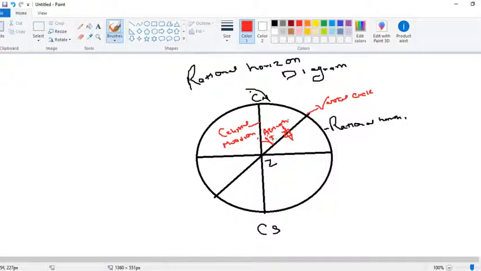Now the next thing is amplitude. It's the arc of the rational horizon contained between the prime vertical circle and the vertical circle through the body. I forgot to tell you what the prime vertical circle is. This is your west, this is your east. So the prime vertical circle is a circle which passes through the east-west points of the rational horizon. These are the east-west points of the rational horizon. It's a great circle passing through the east-west points. That is your prime vertical circle.